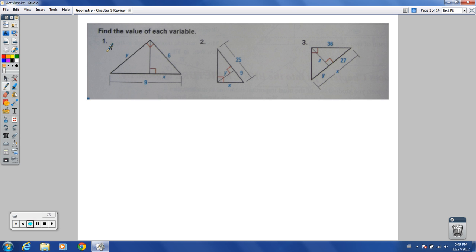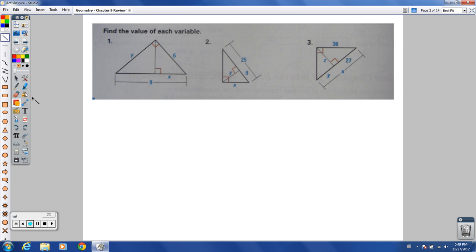So starting off here, this is from 9.1. You may or may not have problems assigned from 9.1 depending on the year you are watching this, so just make sure you check your assignment list to see what you need to do.